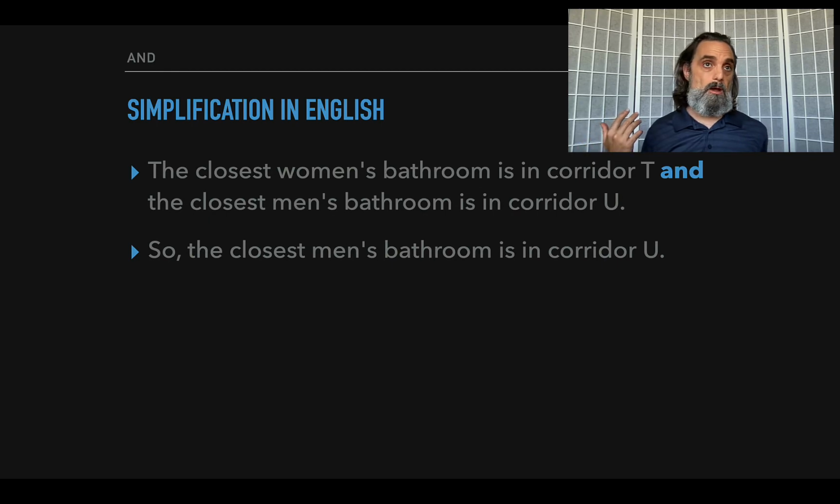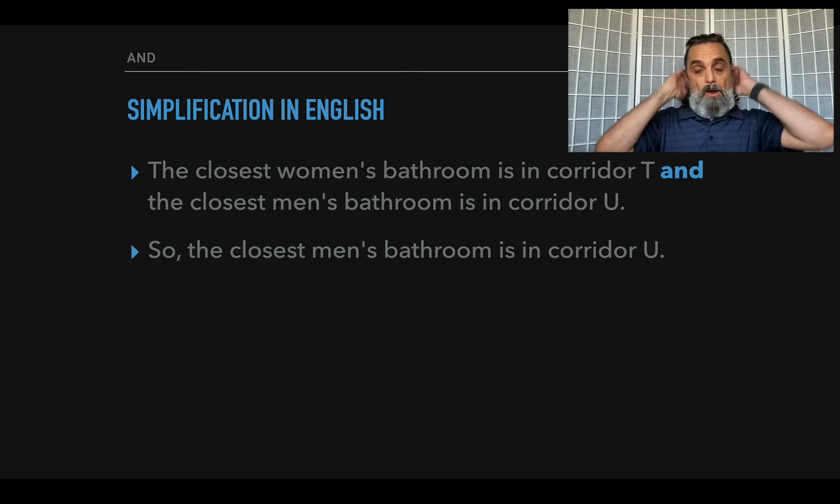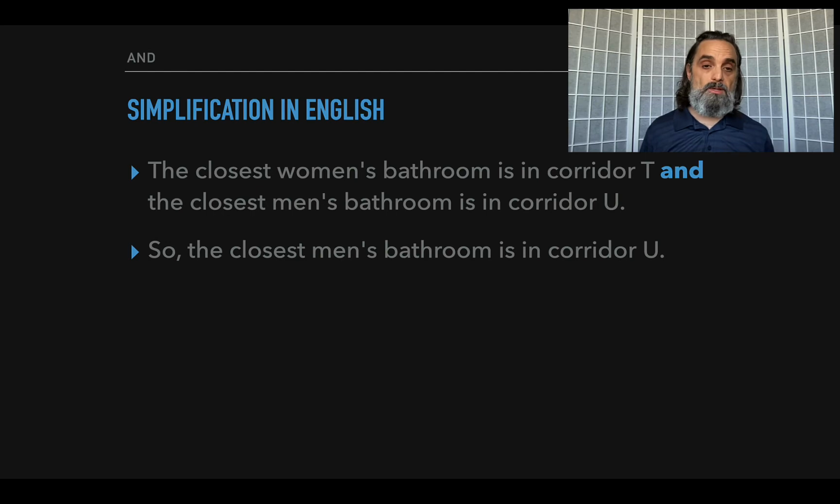No matter what, if this premise is true, then it's true that the closest men's bathroom is in corridor U, and we don't need to know anything about bathrooms and men and close and far and corridors to tell that this follows. It's just a matter of how and works in the structure of this inference, which means that this is logically valid. You don't need to know anything about the subject matter. It's because of the form of the inference that no matter what, if the premises are true, so is the conclusion. And there are other valid inferences with and, and we want to capture these in our logical system.